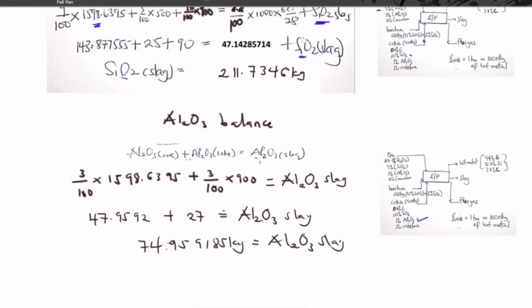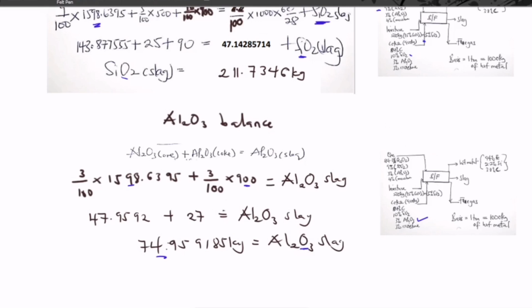We have that. It's equal to, do you have alumina in the hot metal? No, there's no alumina here. But we have one in the slag. It goes to the slag. So in that case, you have 3% of alumina in the ore times the weight of the ore plus 3% of alumina in the coke times the weight of coke equal to the alumina in the slag. And at the end, you're going to get 74.95158 as the alumina in the slag.